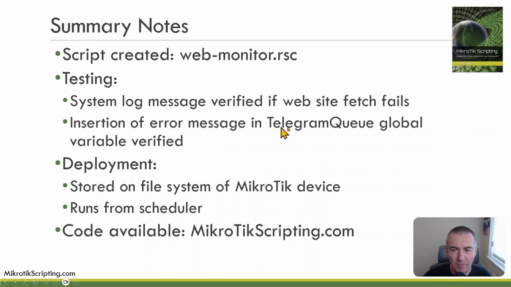We've got the insertion of an error message into the Telegram queue, which we did actually verify. We've stored it onto the file system of the MikroTik. We've got it set up to run from the scheduler. And yeah, that's pretty much it.